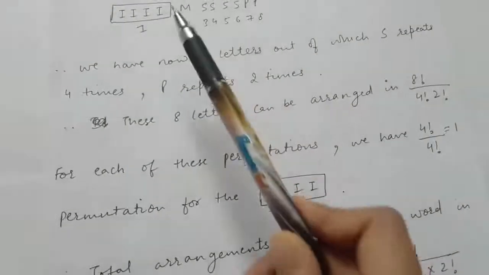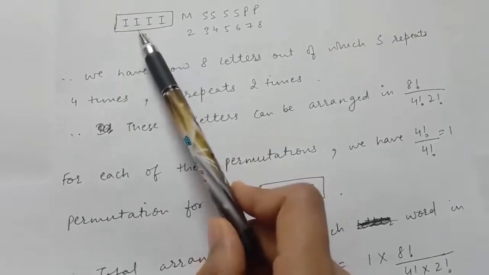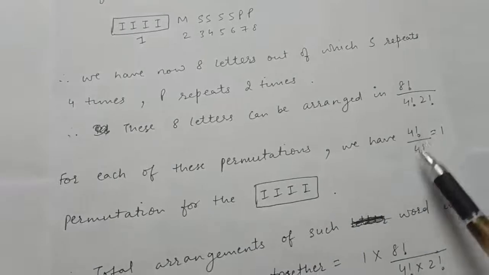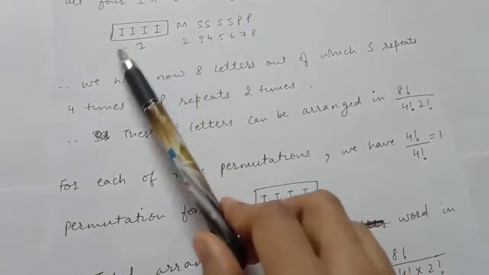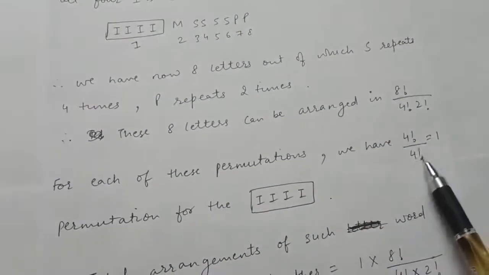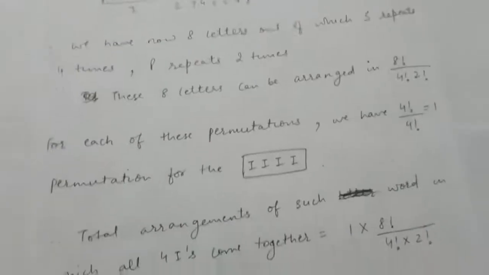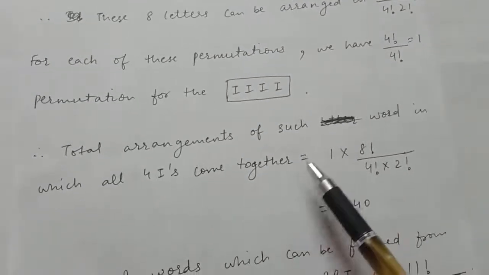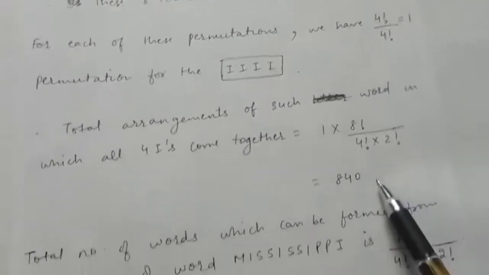Now this letter which we assumed as 1 letter actually consists of 4 letters, which can be arranged in 4 factorial upon 4 factorial. Why? Because I is repeating 4 times, so you have to divide it also by 4 factorial. That is, it can be arranged in one way only, right? Therefore the total number of arrangements of the words where all I's come together is 1 into this complete expression, which will give you the answer as 840.